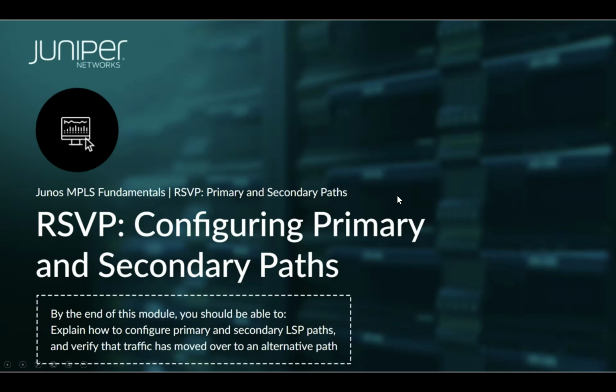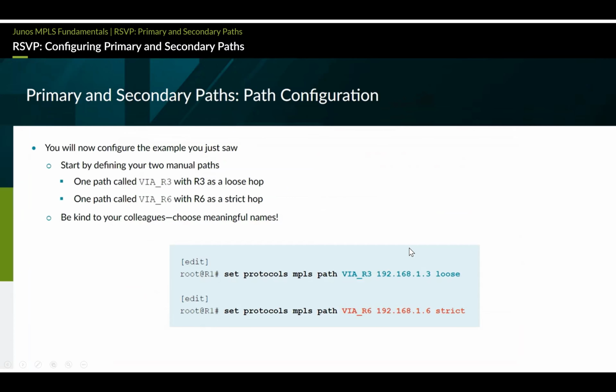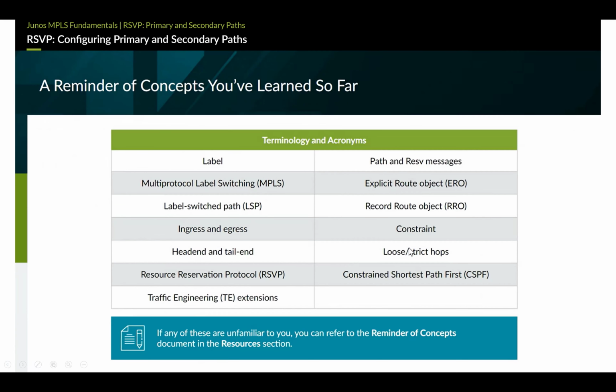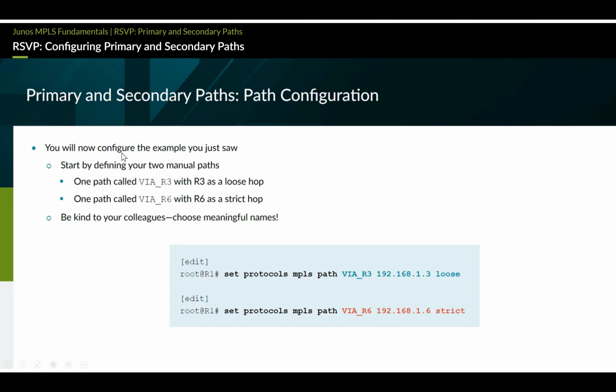So now we're in the configuration section, that is configuring primary and secondary path. It's the acronyms and terminology. Here, primary and secondary path configuration: how to configure the path. Based on our topology, you can select one path via R3 as a loose hop. We already know what a loose hop is.